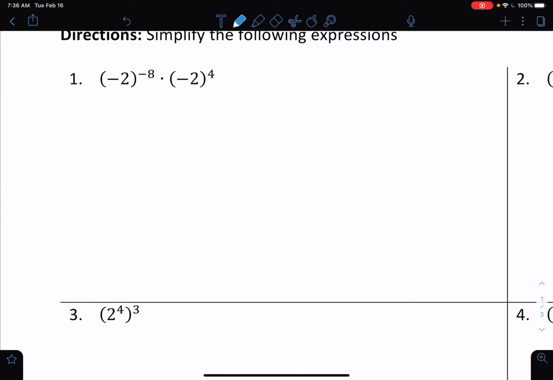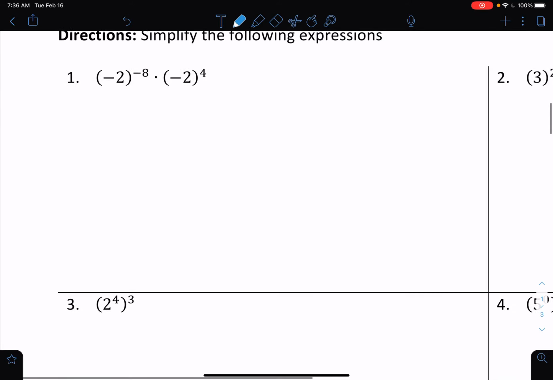Okay, so in this first one, the -2 is in parentheses, so that's being raised to the -8, times -2 raised to the 4th. All right, so you see we've got the same base, -2 in parentheses, being multiplied together. So what am I going to do with their exponents? I'm going to leave the base the same, and with the exponents, I'm going to add them together. So -8 plus 4 is -4.